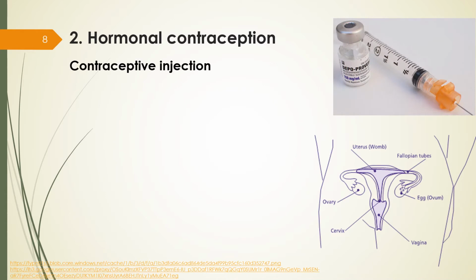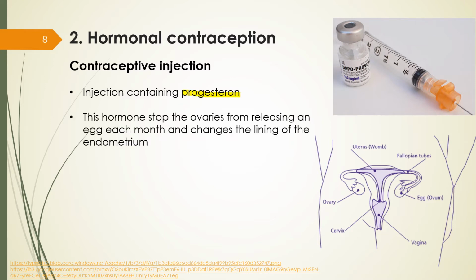And now the contraceptive injection is basically the same, it contains progesterone as well, the same artificial hormone. This also stops the eggs from being released, so the eggs don't go out from the ovaries. And it also changes the lining of the endometrium, so they make it more difficult for the fertilized egg to settle in the endometrium.